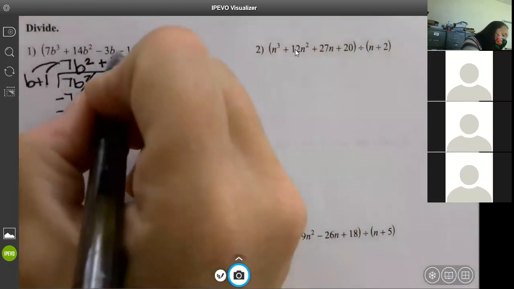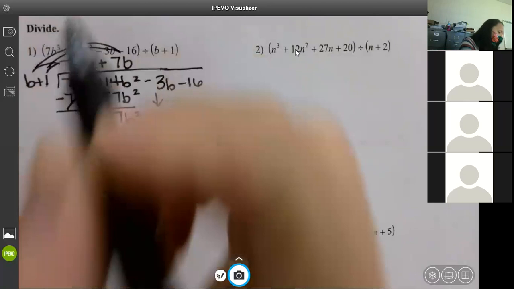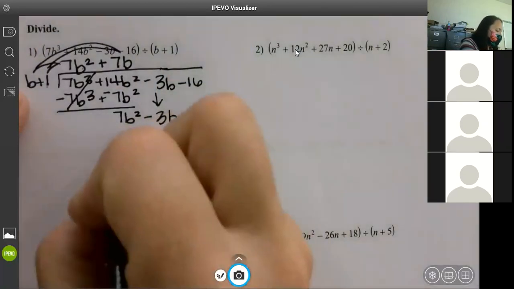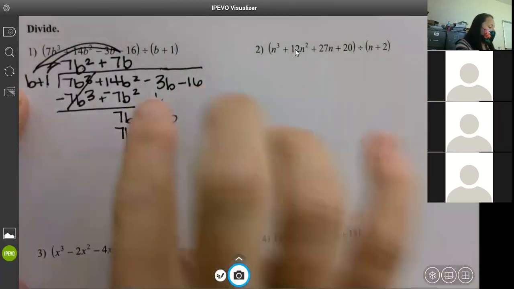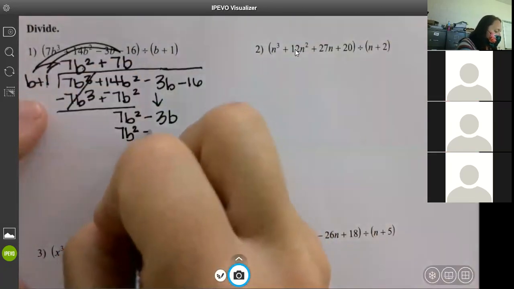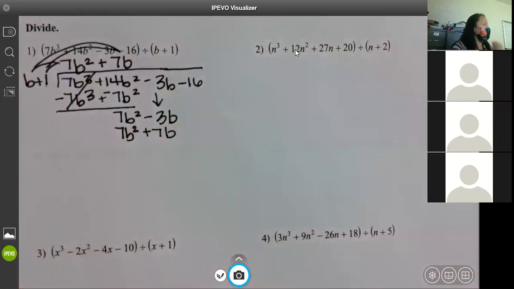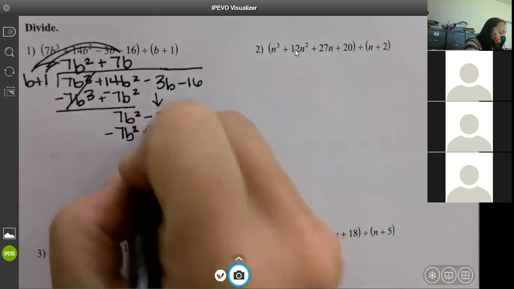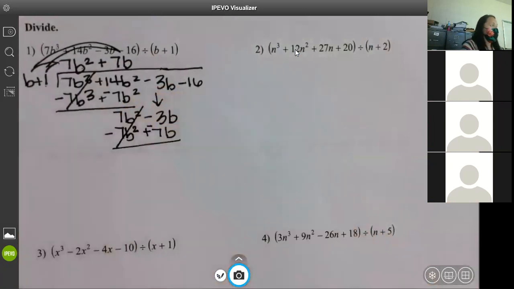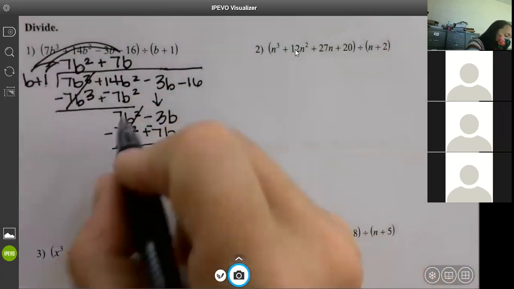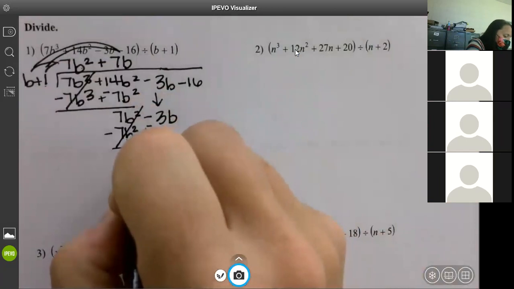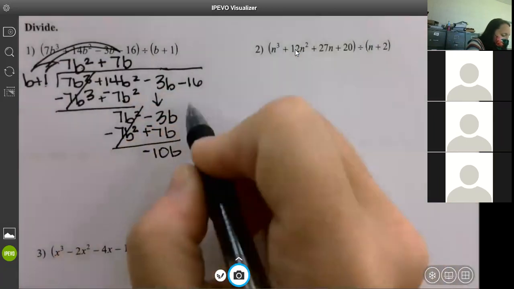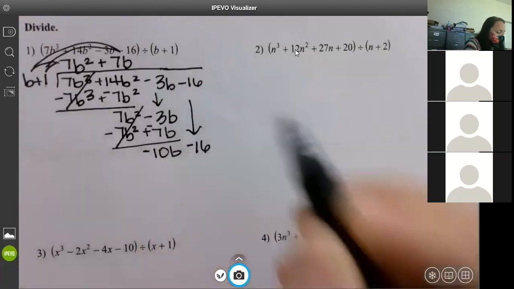We're going to distribute it. What's 7b times b? 7b squared. What is 7b times 1? 7b. How do I get them to cancel out? Subtract or change the signs. Make sure you change both. What is negative 3 plus negative 7? And then we bring down the minus 16.